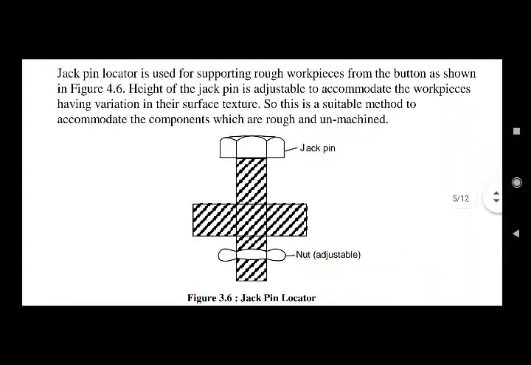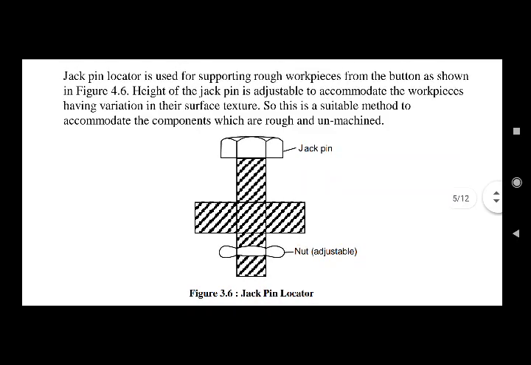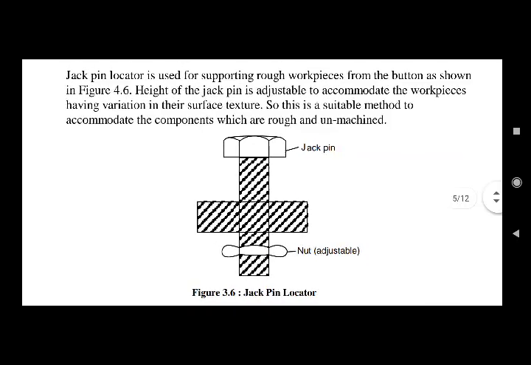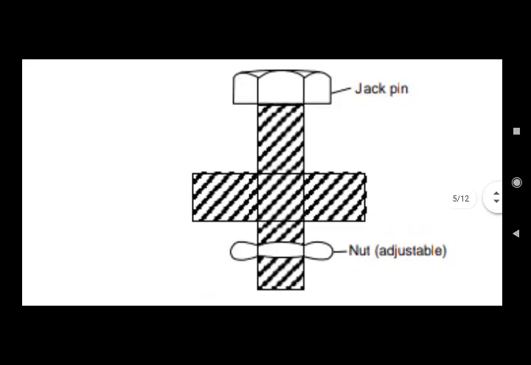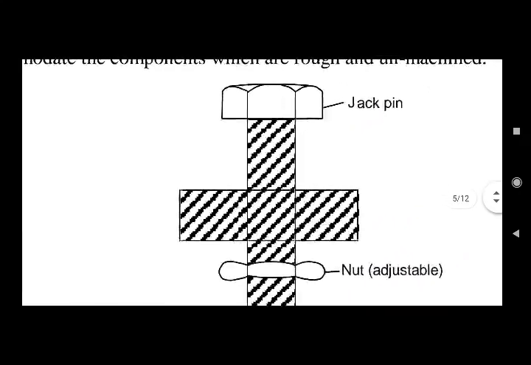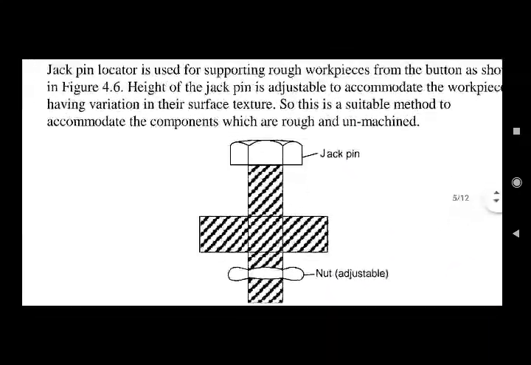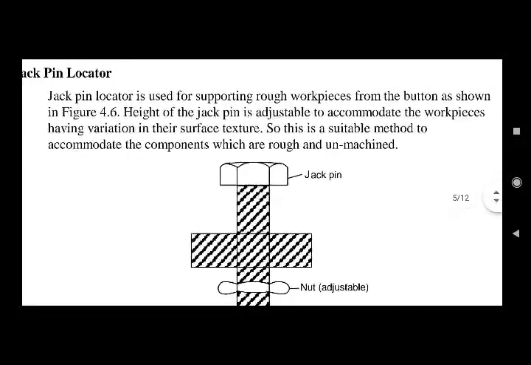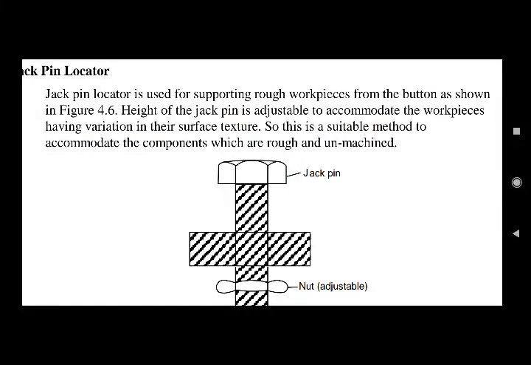Jack pin locator is used for supporting rough workpieces from the bottom. That is shown in the diagram. You can see in the diagram a jack pin is given and an adjustable nut is also provided. Height of the jack pin is adjustable to accommodate workpieces having variation in their surface texture. So this is a suitable method to accommodate the components which are rough and unmachined.